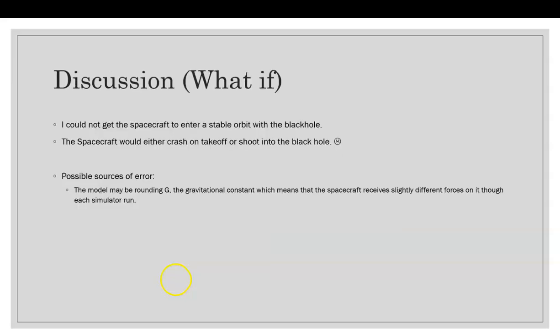I could not get the spacecraft to enter a stable orbit with the black hole. For some reason, it kept either crashing on takeoff or crashing into the black hole. Some possible errors would be the model maybe rounding the gravitational constant G, which means that the spacecraft receives slightly different forces on it through each simulator run.